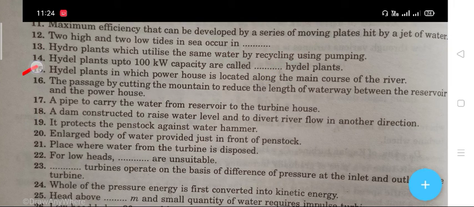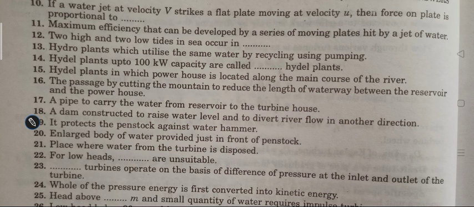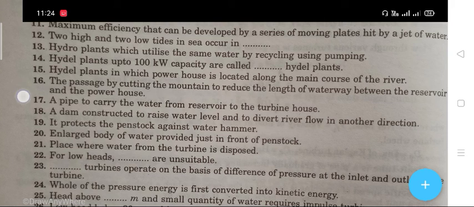The next question, question 15: hydel plants in which the powerhouse is located along the main course of the river. The right answer is run of river plant. Next question, question number 16: the passage made by cutting the mountain to reduce the length of waterway between the reservoir and the powerhouse. The right answer is tunnel.